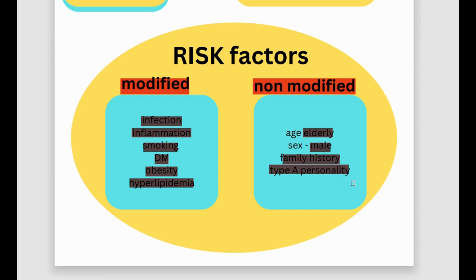Type A personality are the people who are always aiming to achieve something. Yes, it's very good to achieve something, to dream of becoming good, but because of this they may develop some kind of stress, so it leads to myocardial infarction in most of the cases.